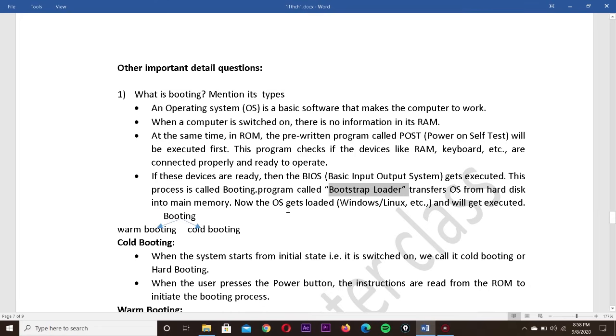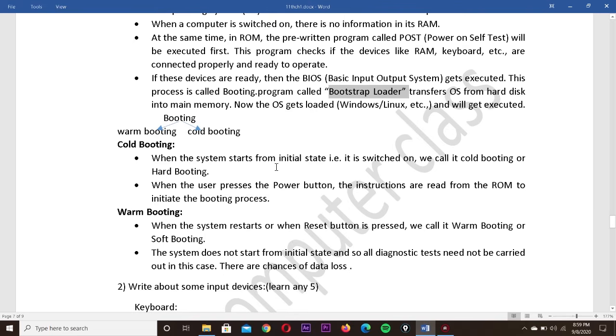Okay, so then we start the execution. So this process, everything will be done. That is called as the booting. Booting is divided into 2 types: warm booting and cold booting. When the system starts from the initial state, that is switching on. If you switch on the computer, it is called as the cold booting or hot booting. When we press the power button for the first time, it is called as the hot booting or cold booting.